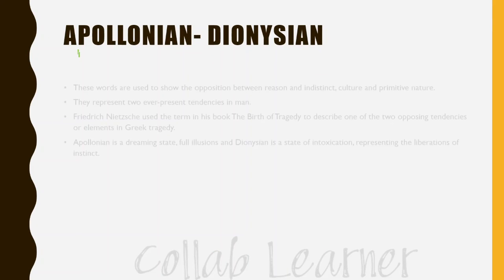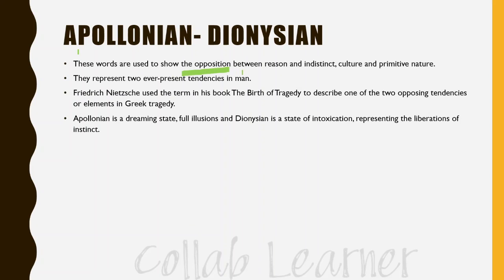The third literary device is Apollonian and Dionysian. These words are used to show the opposition between reason and indistinct culture and primitive nature. They represent two ever-present tendencies in man. Friedrich Nietzsche used the terms in his book The Birth of Tragedy to describe one of the two opposing tendencies or elements in Greek tragedy. Apollonian is a dreaming state full of illusion, and Dionysian is a state of intoxication representing the liberation of the instinct. These are two terms which are a little bit opposite to each other.